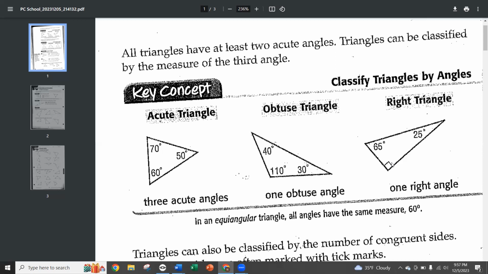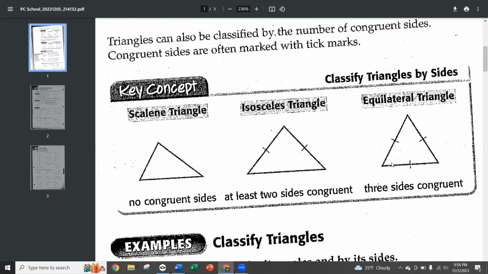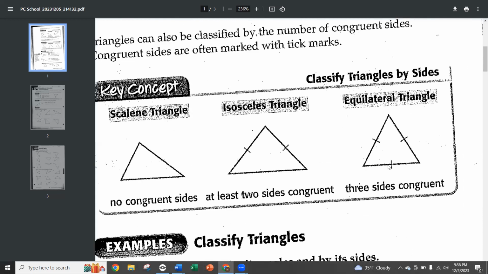After you classify a triangle by its angles, you then look at the sides. These little lines right here mean that these are equal. So this line, this line, this line means these are three equal sides of length, so it's an equilateral. Here we have two lines. That means these two sides are the same. That means it's isosceles. Here there's no lines like this indicating that these are equal in length. So this is called scalene. So scalene means no sides are equal in length.